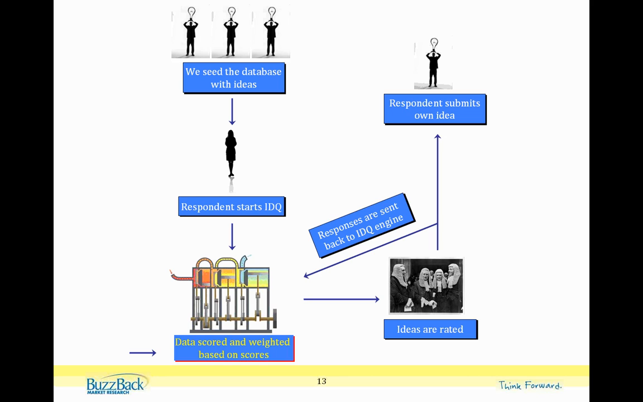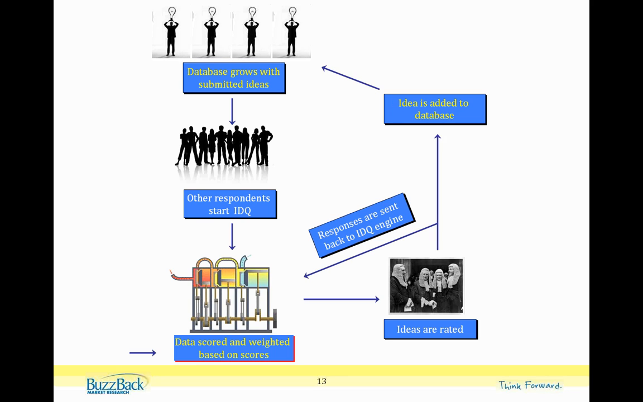So once they've submitted it, the database grows with the submitted ideas, and now that idea is available to all subsequent respondents as well. So at that point, other respondents can follow, and the cycle continues. People evaluate ideas, submit new ideas, et cetera, et cetera. We find that typically 2 out of 3 people will be adding a new idea as a project goes along, and so the database does grow quite prolifically, and we're continuing to evaluate those ideas as the project continues.